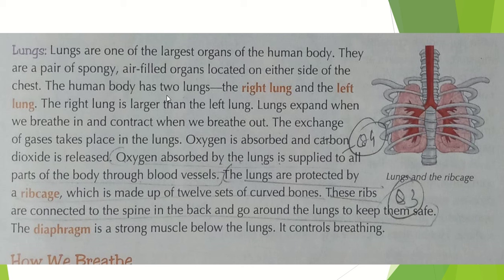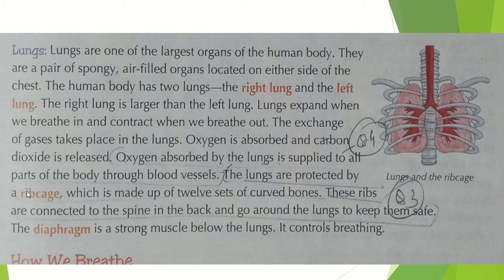The human body has two lungs, the right lung and the left lung. The right lung is larger than the left lung. Lungs expand when we breathe in and contract when we breathe out. The exchange of gases takes place in the lungs. Oxygen is absorbed and carbon dioxide is released. Oxygen absorbed by the lungs is supplied to all the parts of the body through blood vessels.